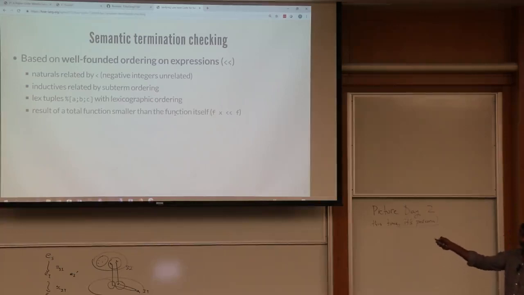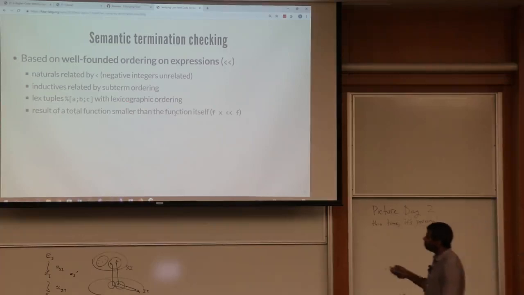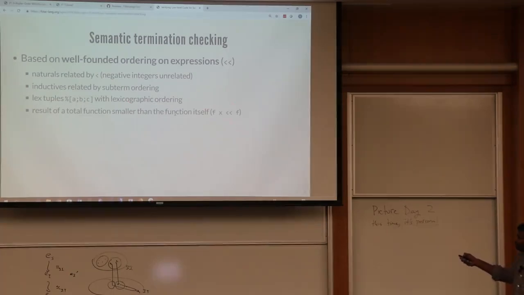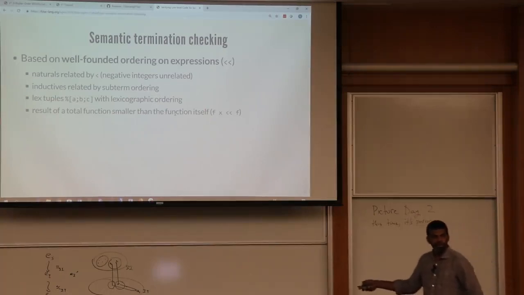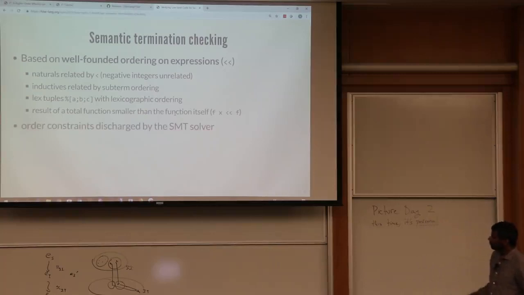This one, maybe not. So this last one says inductives are related by the subterm ordering. There's a notion of lexicographic ordering on lexicographic tuples. And then there's this one that you need at higher order that says that the result of a total function precedes the function itself. And these ordering constraints that F* builds are discharged by the SMT solver.